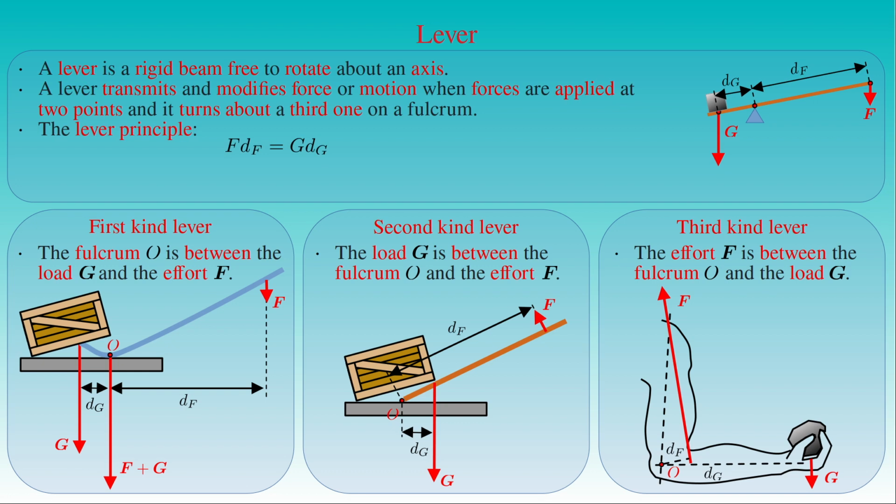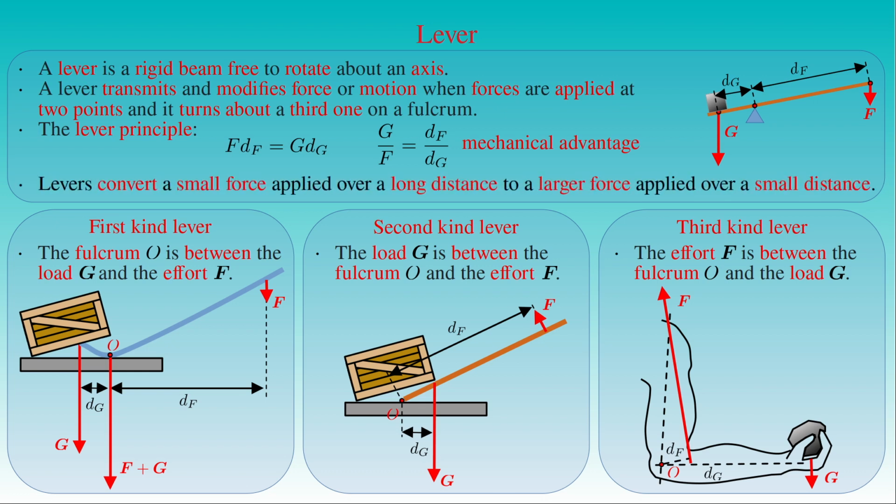By applying the lever principle for all the three classes of levers, we can state that the magnitude of the effort F times the lever arm dF of the force F is equal to the magnitude of the load G times the lever arm dG, or the ratio of G to F is equal to the ratio of dF to dG. This ratio, that is the ratio of the magnitude of the load or the output force produced by the lever to the magnitude of the effort or the input force applied on the lever, is called the mechanical advantage of the lever, or in general the mechanical advantage of any simple machine. Then the lever principle shows that levers convert a small force applied over a long distance to a large force applied over a small distance.